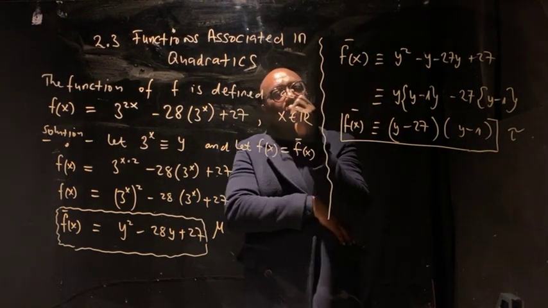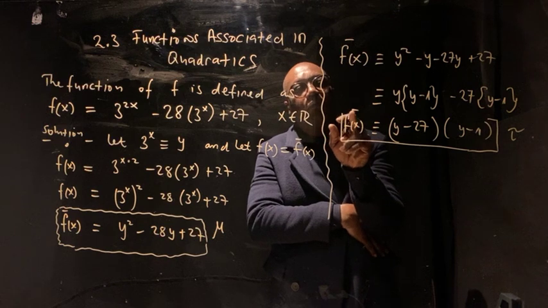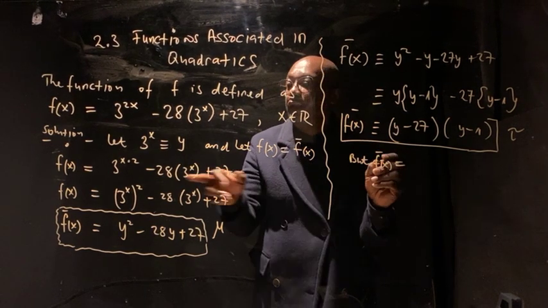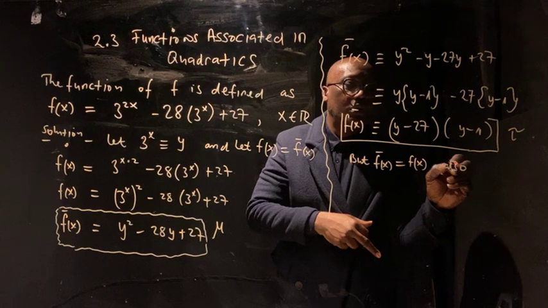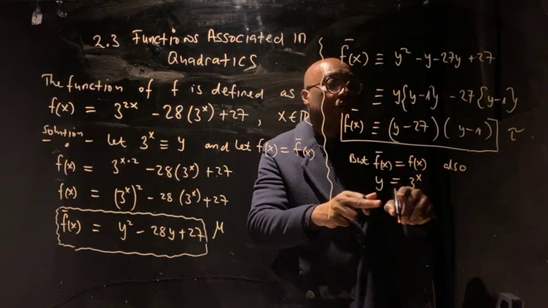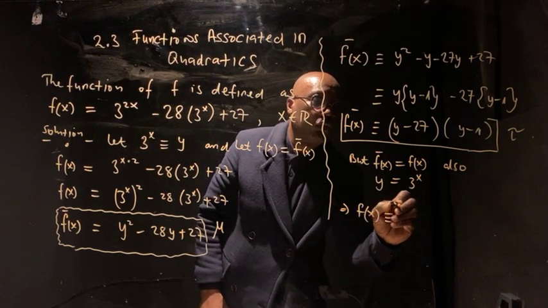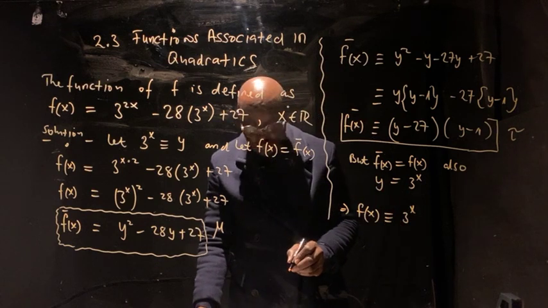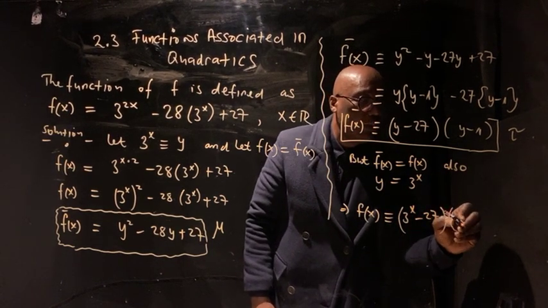Very good. Now let's get back to where we started. We said that f of x dash was f of x, and it was also said that y took the place of 3 raised to the power x. Let's try to put everything back again. So we can have f of x identical to 3 raised to the power x minus 27, 3 raised to the power x minus 1.